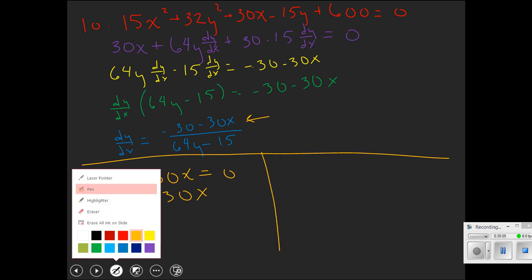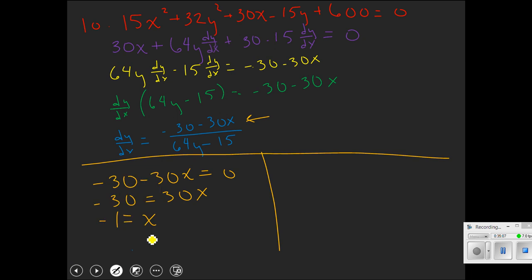And then for the other part, if we want the tangent line to be vertical, then the slope will be undefined. So this bottom part here will be equal to 0. So 64y minus 15 equals 0. So 64y equals positive 15, and y equals 15 over 64.